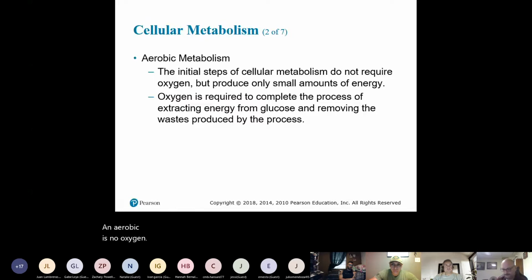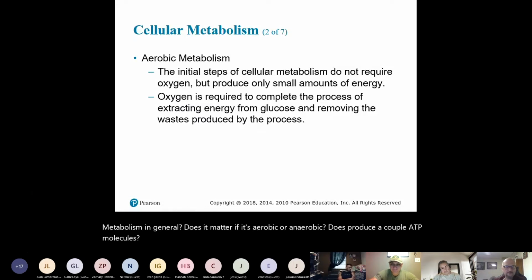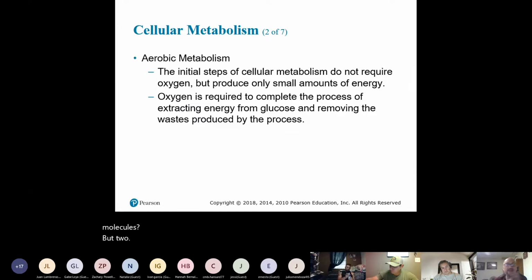Now, metabolism in general, doesn't matter if it's aerobic or anaerobic, does produce a couple ATP molecules, about 2. So we need to create a lot more than that. That's not going to be sufficient. And so we get that sugar, we get that oxygen, we get 36 ATPs of energy, or 36 ATP molecules.